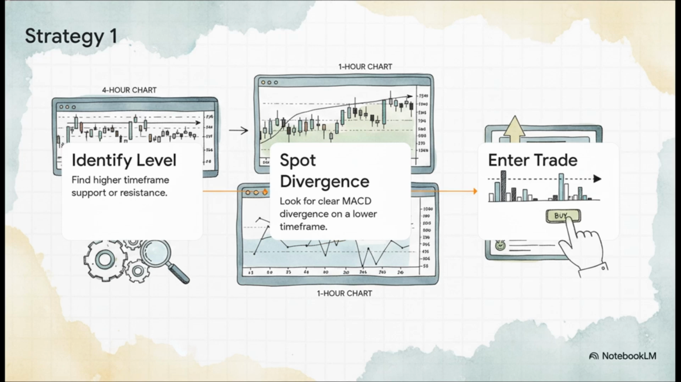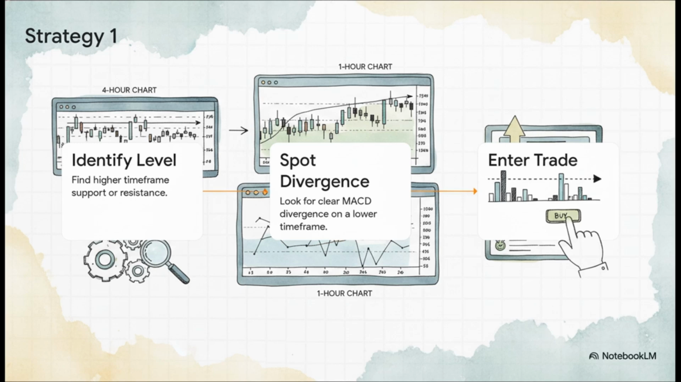Step 3, and this is your strict entry trigger, so don't jump the gun, look at the MACD histogram. Find the lowest point between the two MACD peaks, mentally draw a line right there, and only enter the trade when the histogram actually breaks that specific line. That confirms the reversal is happening.